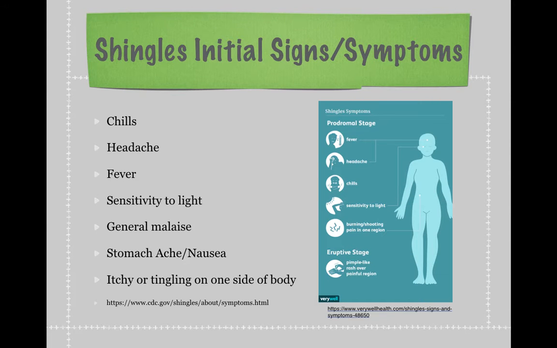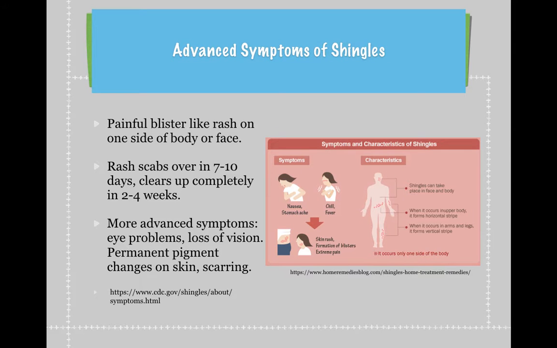The initial signs and symptoms of shingles are chills, headache, fever, sensitivity to light, general feeling of being unwell, weakness, stomach ache, nausea, and itching or tingling on one side of the body where the rash will later emerge. The advanced symptoms of shingles are a painful blister-like rash on one side of the body or face. One of the telltale signs of shingles is, as you can see on the right, a rash in a horizontal or vertical strip on only one side of the body. The rash scabs over in 7 to 10 days and clears up completely in 2 to 4 weeks.